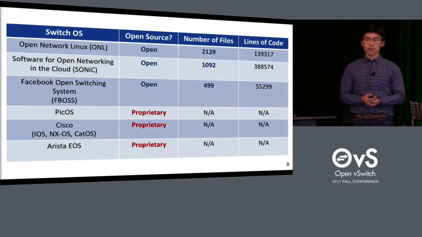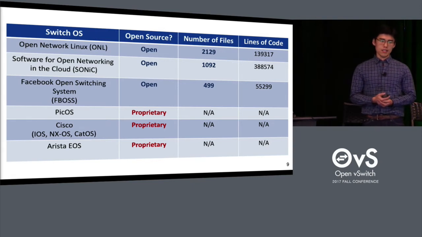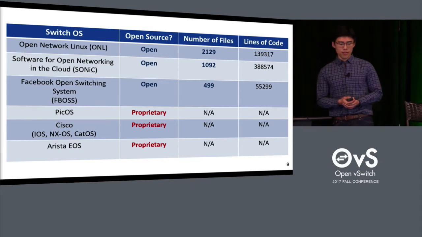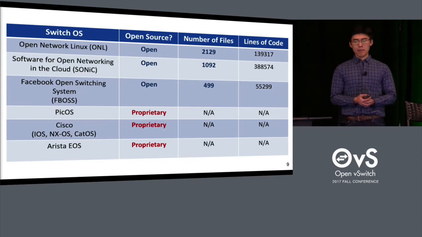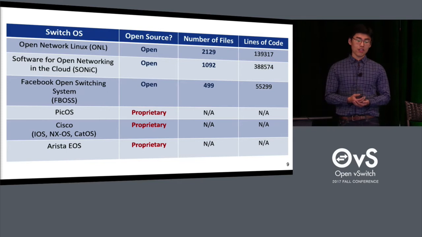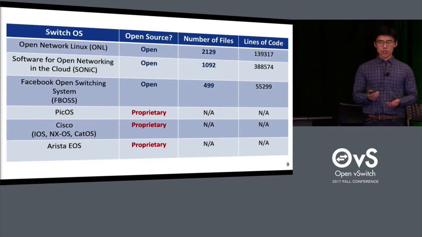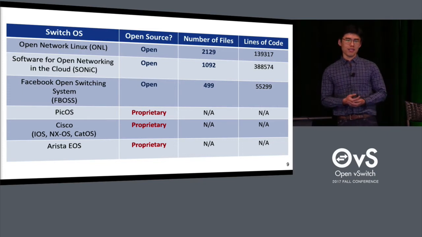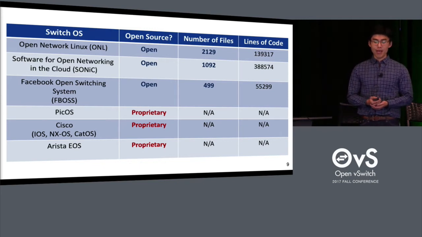So here's a list of Switch OSs that are commonly used throughout the industry. Open Network Linux is one of the open source ones, and as you can see, there are thousands of files with 100,000 lines of code. And there's various other versions of it. There's Sonic, which is maintained by Microsoft, which also is very complex and large. There's Facebook's open switching system with similar order of magnitude of complexity, and other Switch OSs from other industry that are unknown, somewhat proprietary. So we don't know how it looks like, but I'm pretty sure they're also as complex as the other open source versions, if not more.